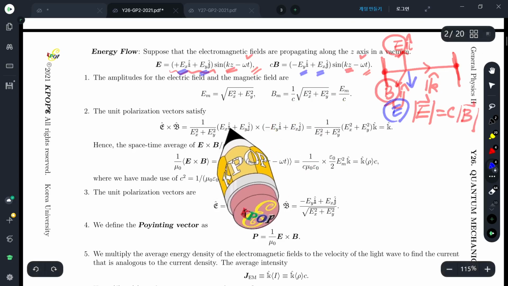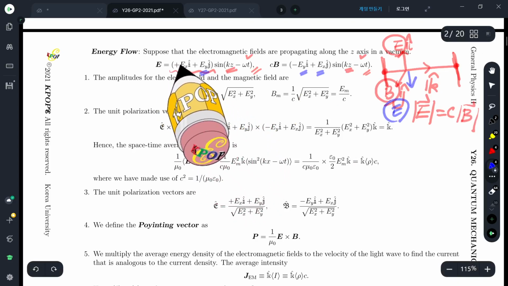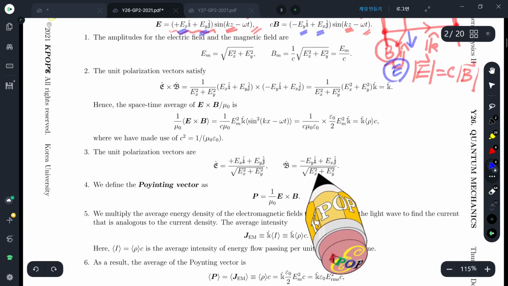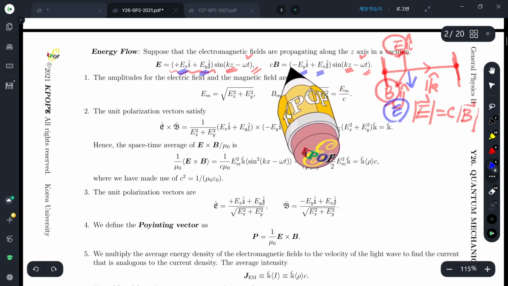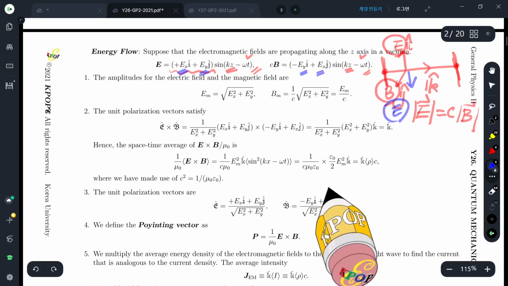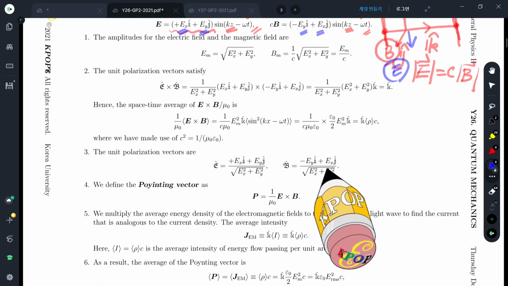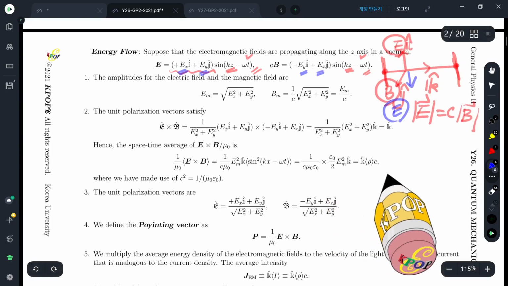So the magnitude of the amplitude is just the square root of this sum of squares. And the magnitude of the magnetic field is absolutely correlated with the magnitude of the electric field. One thing we need to consider is the polarization vector. There are two polarizations.